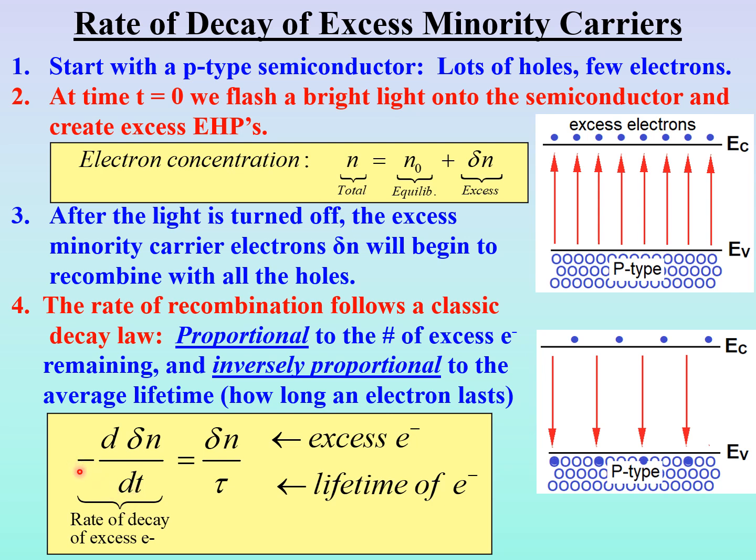The minus sign here is because, remember, the electron concentration is decreasing with time. It's not increasing. So dn/dt is a negative quantity, and that's why the minus sign is there. And this rate is equal to the number of excess electrons, delta n, divided by this Greek letter tau, which stands for the average lifetime of an electron. In other words, how long does an electron last before it jumps down? Okay, so this is the basic decay law here.